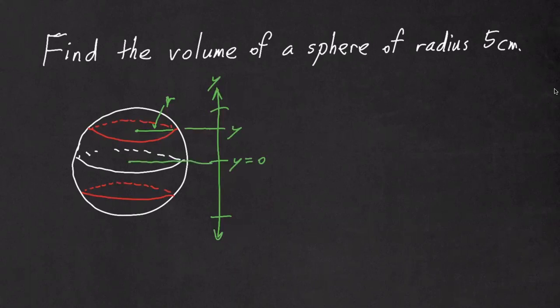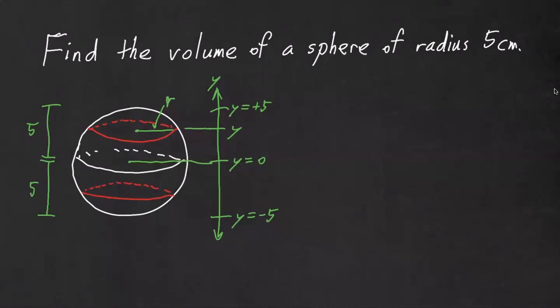So then down here would be -5. Remember, the radius of the sphere is 5. So the total height is 10, and so it's 5 up and 5 down. Down there would be -5, and at the top would be y equals +5.